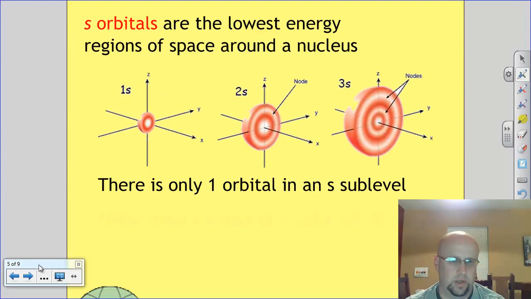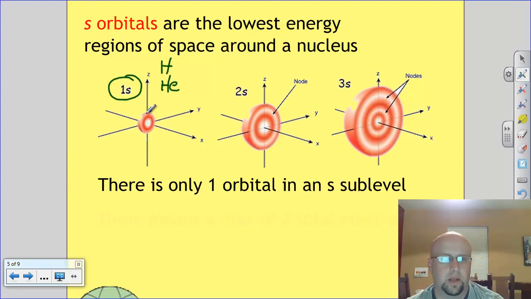Okay, so let's start looking at them. First off are s orbitals. They're the lowest energy area, and so in the case of helium or hydrogen, they only have one possible region of space, and that is this 1s orbital. Their electrons have to be in this area, and you can see here that there are some denser areas and some less dense areas in there as well, and if you take some higher science classes, we'll talk about that.